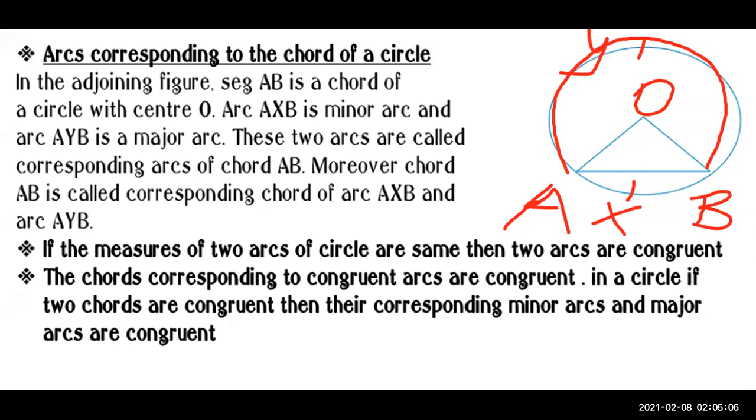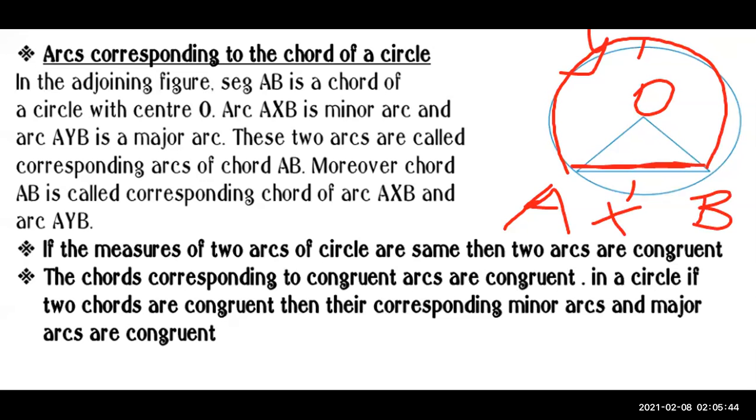These two arcs, the minor arc AXB and the major arc AYB, are the corresponding arcs of our chord AB. Moreover, chord AB is called the corresponding chord of the arcs AXB and AYB. AB is the chord corresponding to the two arcs, the small minor arc AXB and the major arc AYB.